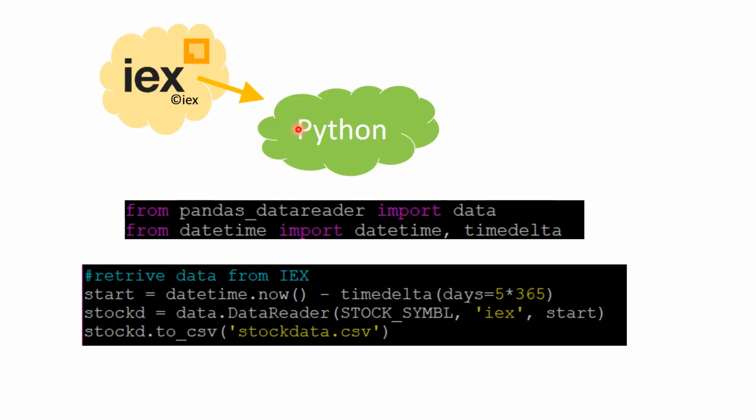Let's look at the Python script. The first thing that the Python script does is connect to IEX. IEX has stock data for the last 5 years that you can retrieve for free. We import this particular data reader to import this data. Then we define the 5-year time, that's why we have this datetime. So it downloads the last 5 years of data and stores it into a CSV file.